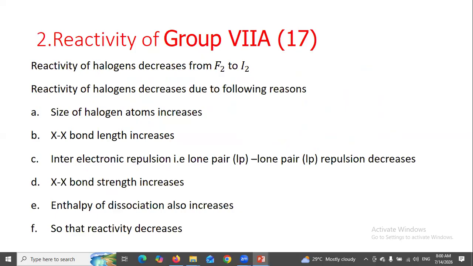Reactivity of group 17 elements. Reactivity of halogens decreases from chlorine to iodine. Reactivity of halogens decreases due to the following reasons. Size of the halogen atom increases. Halogen-halogen bond length increases. Inter-electronic repulsion, that is lone pair repulsion, decreases. Halogen-halogen bond strength increases. Enthalpy of dissociation also increases, so that reactivity decreases.